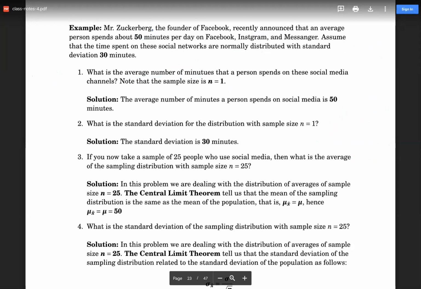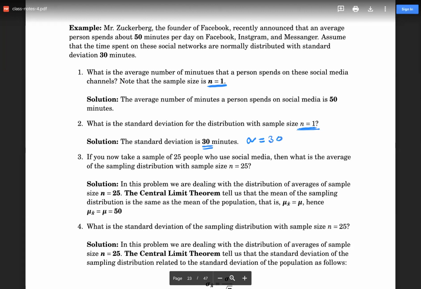Okay, what is the standard deviation for the distribution with sample size 1? So I'm specifically telling you sample size 1. When we are talking about a sample size of 1, we are talking about the population itself, not really a sampling distribution. If we are talking about sample size 1, we are talking about the distribution of the population. All right. So standard deviation is 30, which is to say sigma is equal to 30.